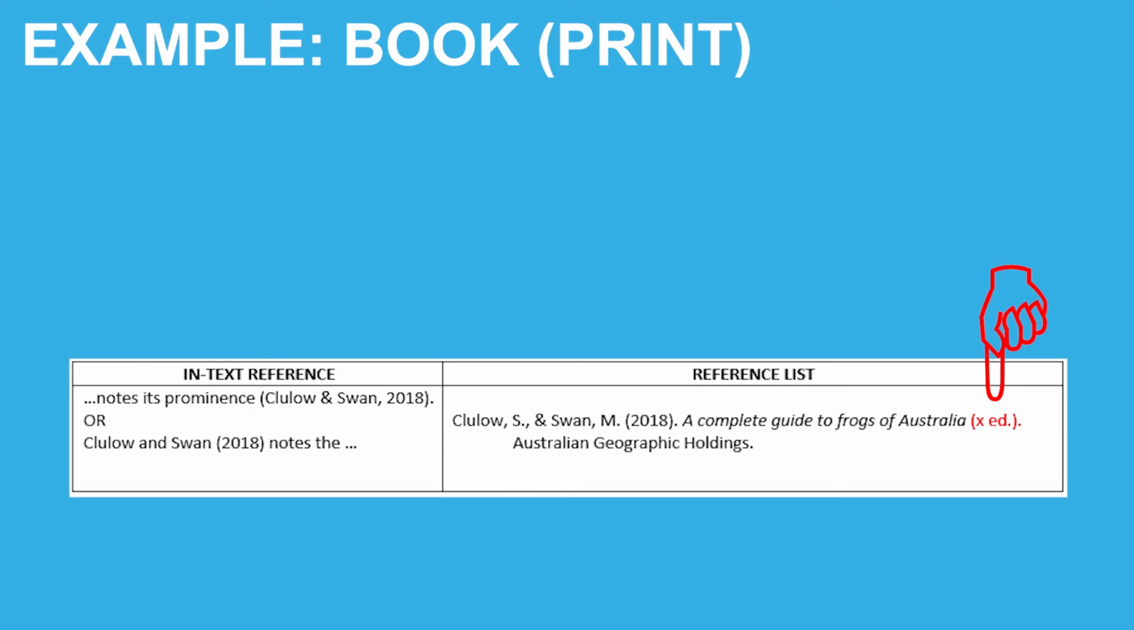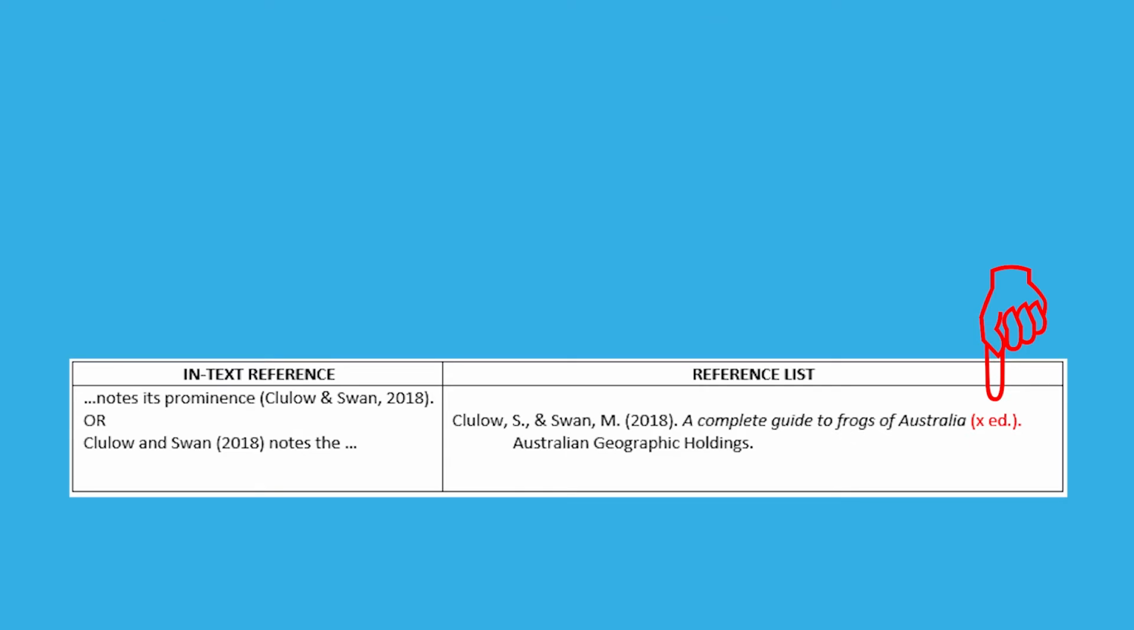Hypothetically, if this was an edition, second, third, fourth, etc., it would need to appear in your reference list like this, in parentheses and after the title.